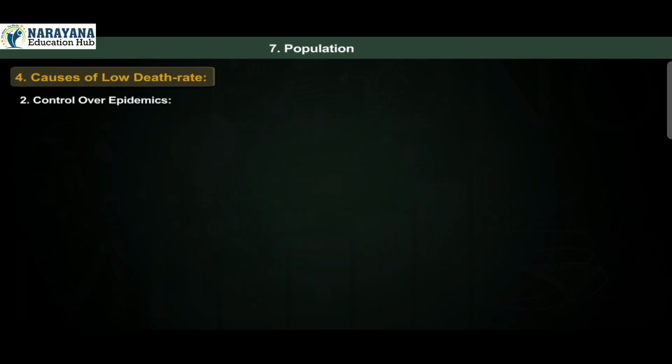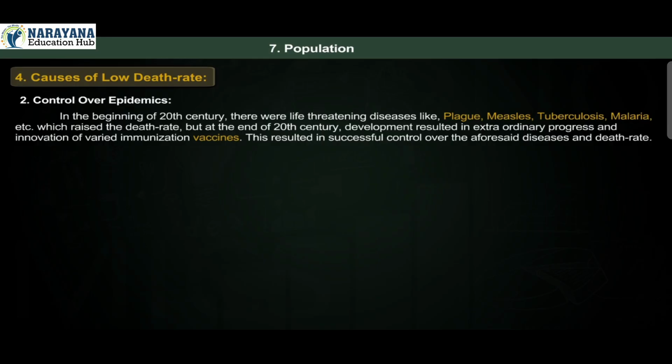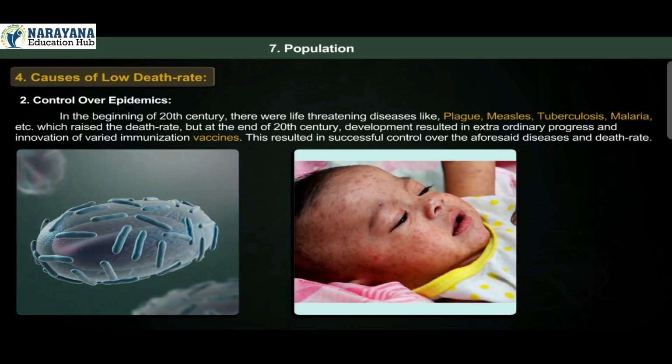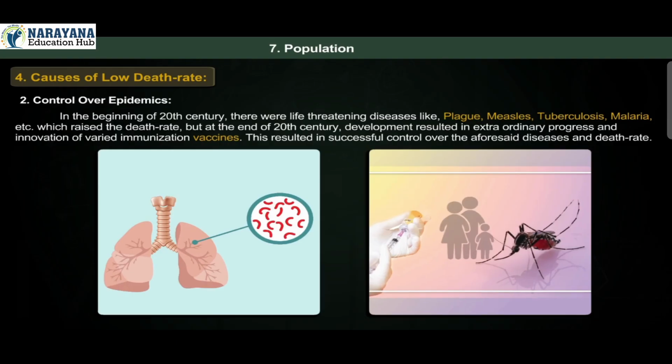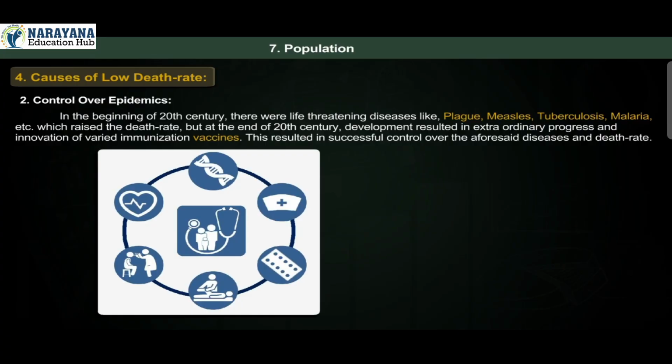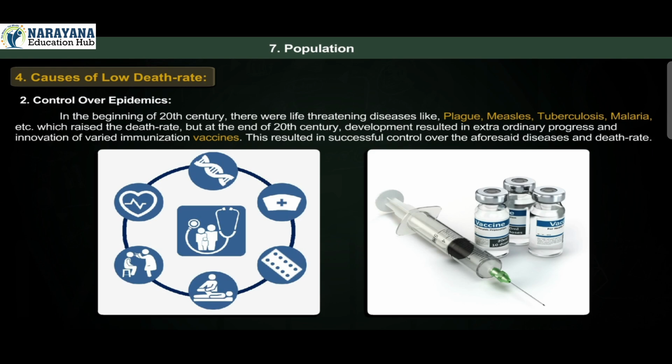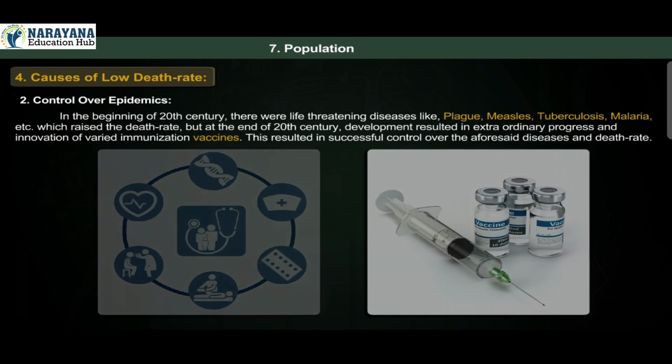Control over epidemics. In the beginning of 20th century, there were life-threatening diseases like plague, measles, tuberculosis, malaria, etc., which raised the death rate, but at the end of 20th century, development resulted in extraordinary progress and innovation of varied immunization vaccines. This resulted in successful control over the aforesaid diseases and death rate.